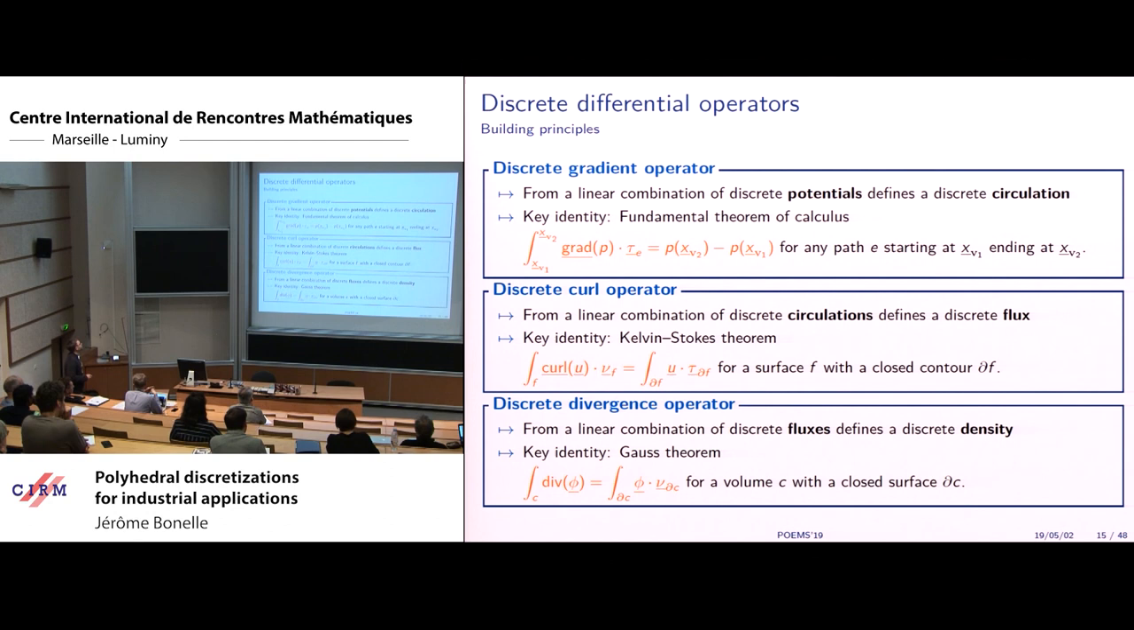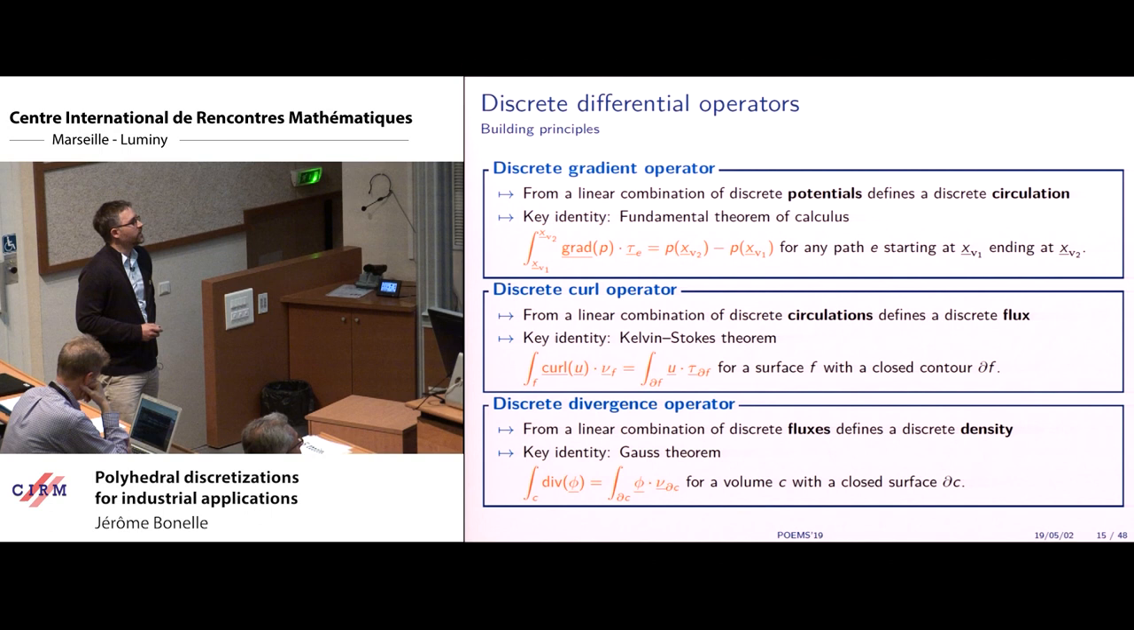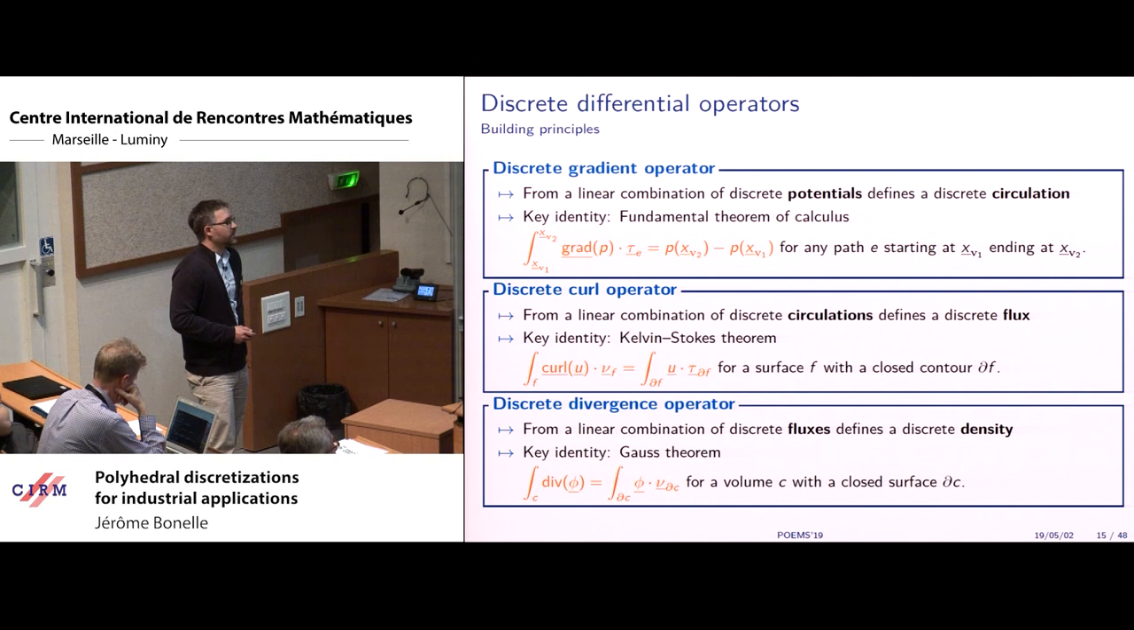So these are algebraic spaces whose dimension is the number of entities in the mesh. So now if we consider the differential operators, the building principle is the following. For the gradient, this is the fundamental theorem of calculus stated here, and in fact we see that the gradient is a linear combination of discrete potentials. For the discrete curl, this is the Kelvin-Stokes theorem, the key identity, and the discrete curl is in fact a linear combination of discrete circulations. And for the divergence, which is what is commonly used in finite volume schemes, this is the Gauss theorem, and we end up with a discrete divergence. This is a combination of discrete fluxes.